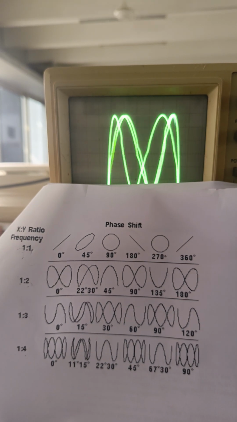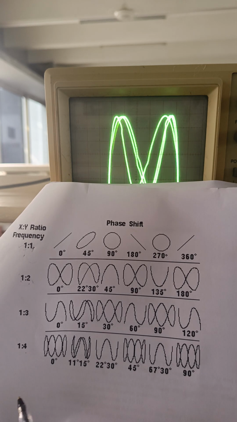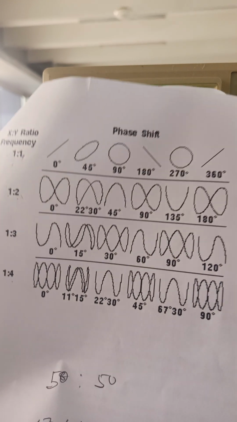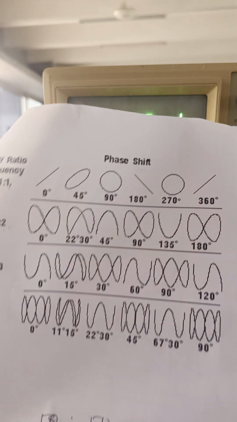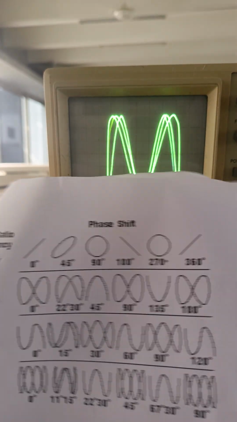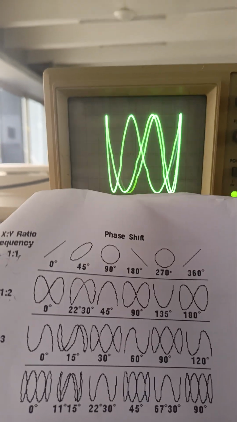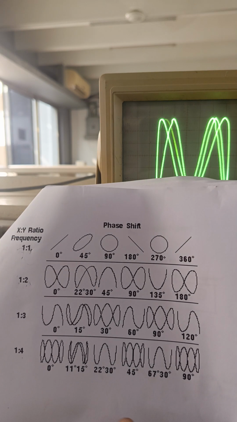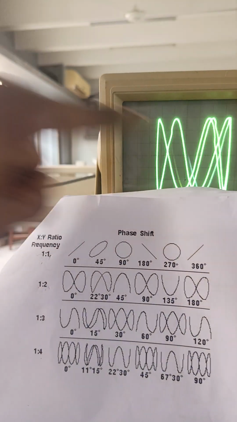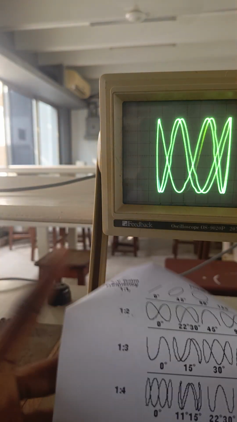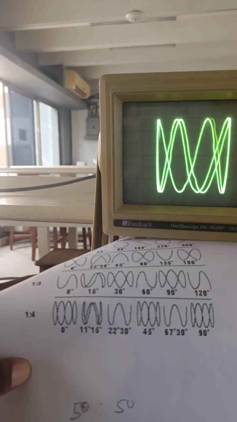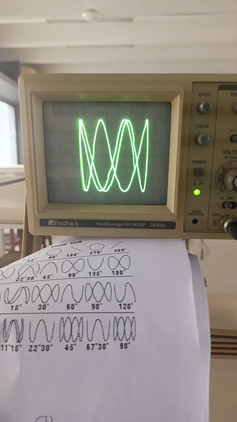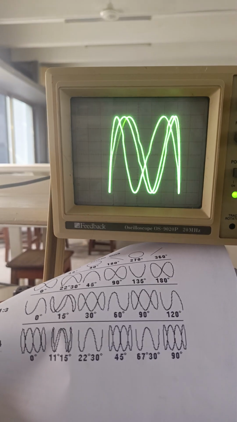Now we can go on and generate 1:5 ratio, 1:6 ratio, 1:8 ratio, up to the number of ratios you want to generate, per the transformer frequency, 50 hertz, and then the function generator frequency. Get it? This is exactly what we are seeing here. So this is how we generate the Lissajous figures.